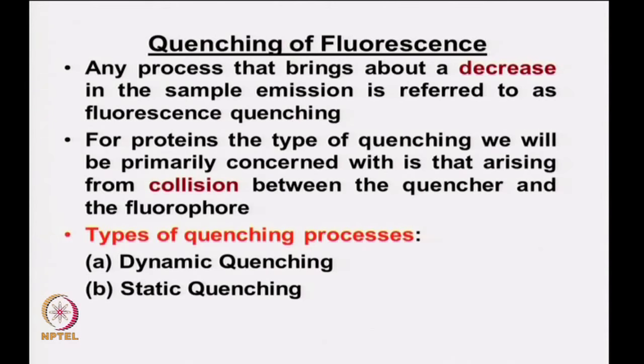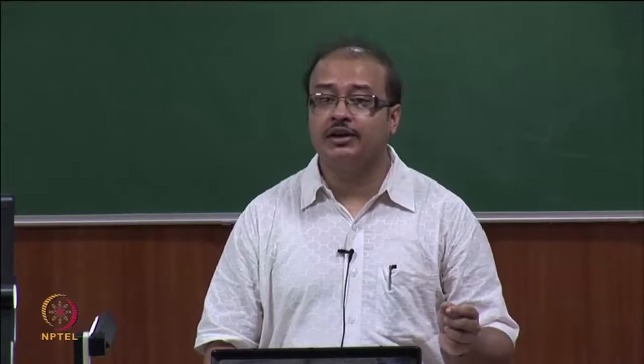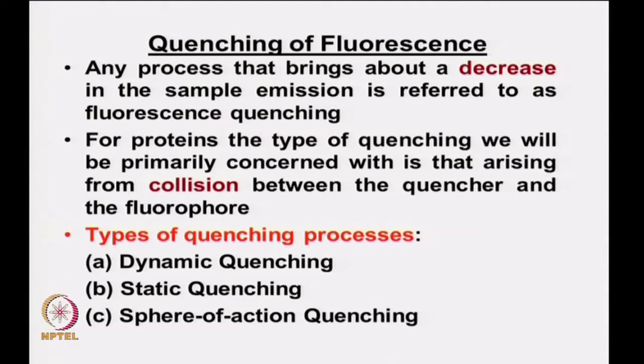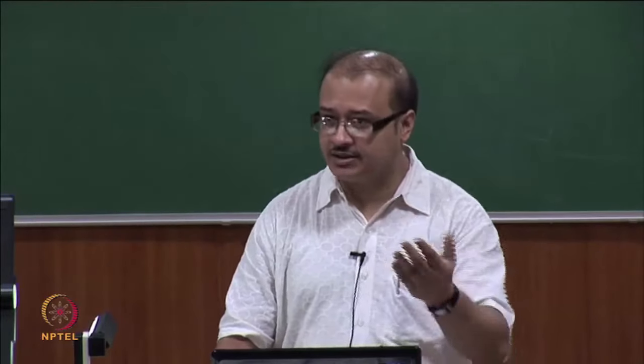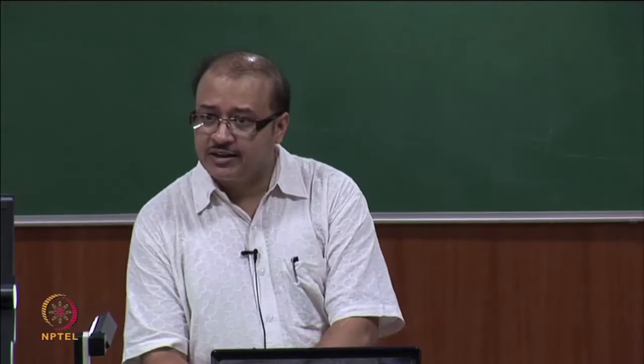Another one is called static quenching. This is also a type of quenching, but the mechanism is slightly different from that of dynamic quenching. And the third one is known as the sphere of action quenching. But the two that we will mostly focus on are dynamic and static, and that is what we will discuss in some detail. So, before going into the details of the mechanism or what dynamic and static quenching are, let us look at some commonly used quenchers.